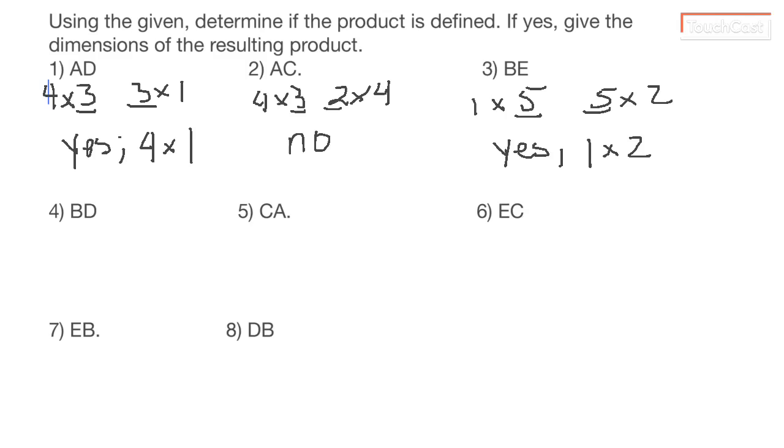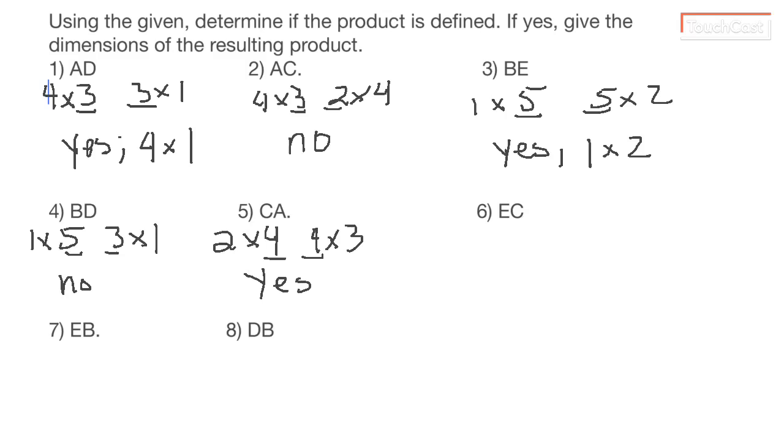Now we've got BD. We know B is 1 by 5. And we know D is 3 by 1. The number of columns in B does not match with the number of rows in D, so this one cannot be multiplied. CA, C we know is 2 by 4. A we know is 4 by 3. Since the number of columns in C matches with the number of rows in A, we can certainly multiply them, and the resulting dimensions are going to be 2 by 3.